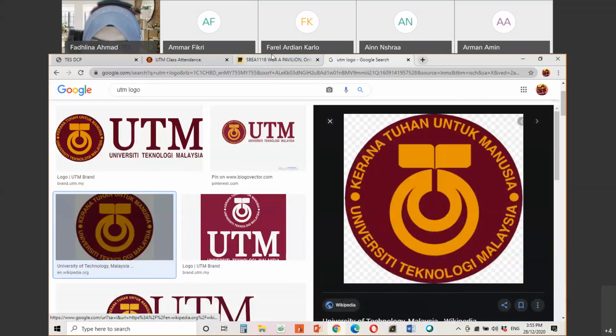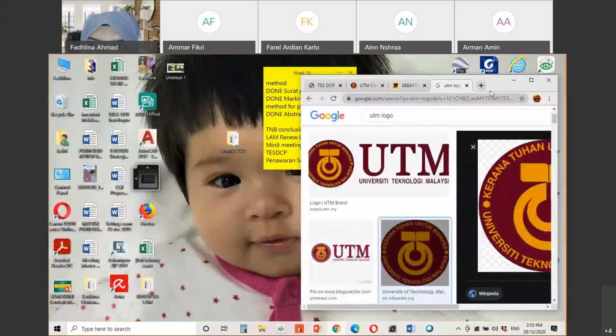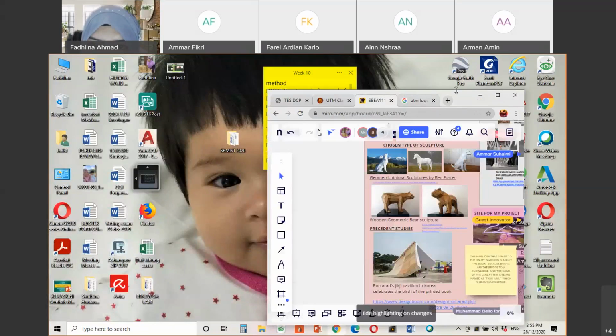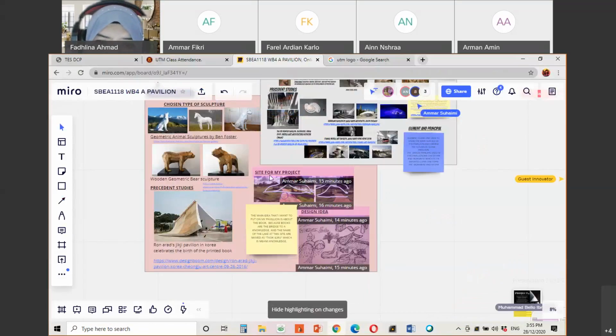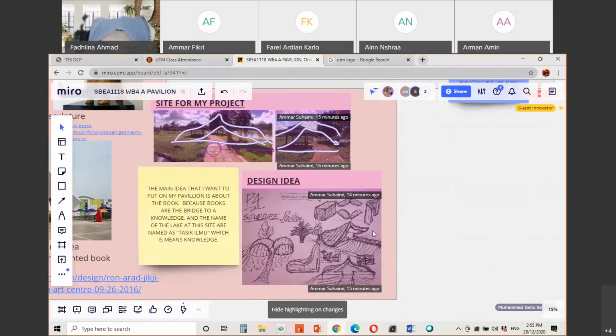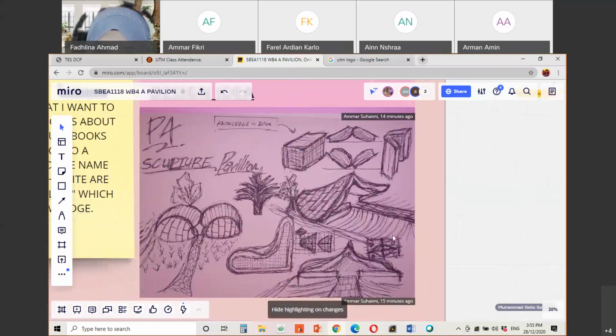Okay, the idea is there because you wanted to do something which is related to UTM and also related to the lake of knowledge, the Tasik Ilmu itself. Okay, but your ideation is still too literal. Like I said to Shahmi in the WhatsApp personal message this morning, if I were to design a factory for chili sauce, do I need to do something which resembles a bottle? No, kan? So, how do you want to make it more abstract?